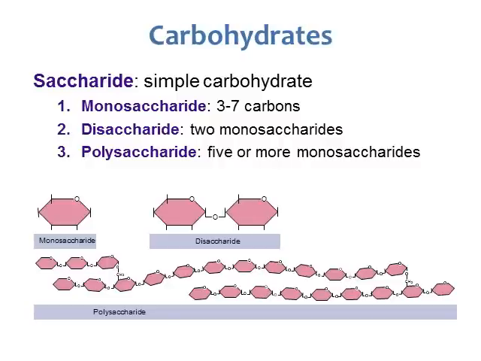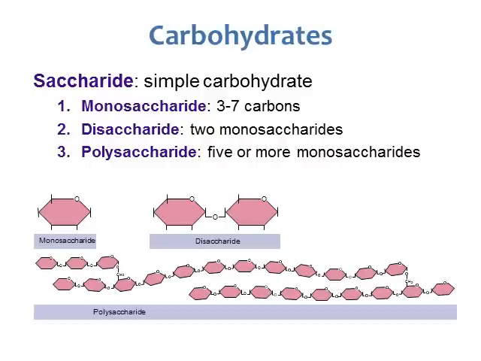So these saccharides are the simple carbohydrates. If you have one saccharide, it's called a monosaccharide. So mono means one saccharide. And they're anywhere from 3 to 7 carbons. Usually 5 or 6 carbon rings make up a monosaccharide.